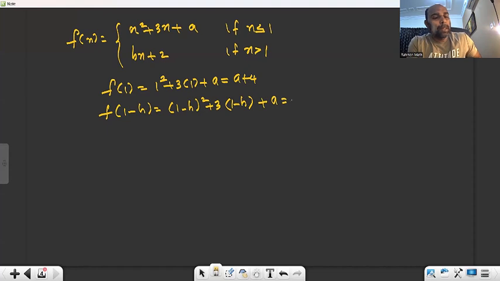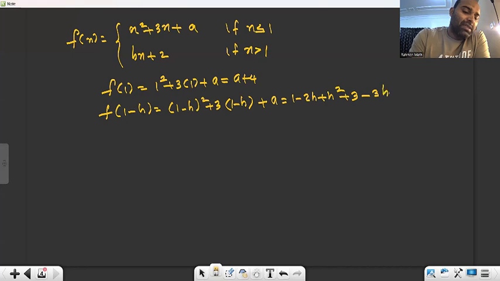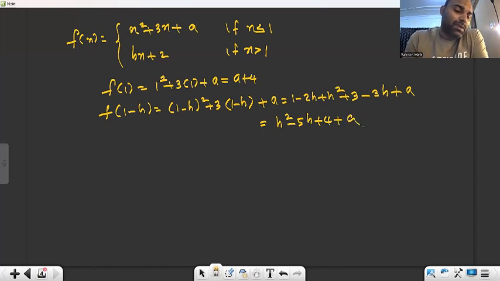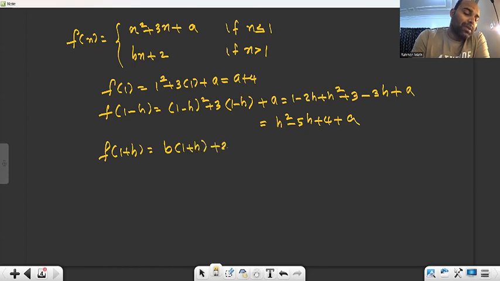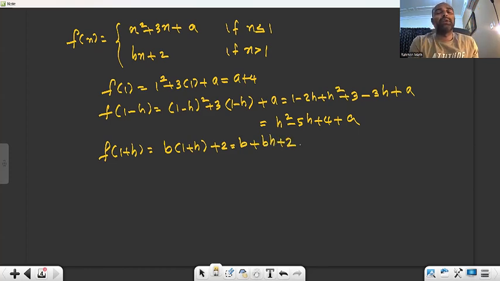I want to say in between, I'll tell you whether we can use directly or not. Let me check it. 1 minus 2h plus h square plus 3 minus 3h plus a, that's equal to h square minus 5h plus 4 plus a. That is f of 1 minus h. Any mistake there? For 1 plus h, which is more than 1, it is the second function: b into 1 plus h plus 2. This question has a little difficulty, I will tell you why.